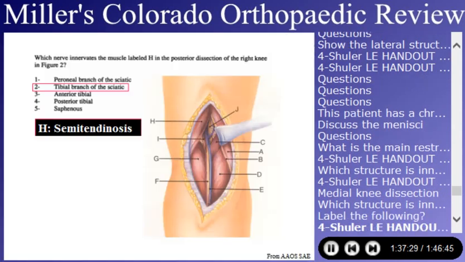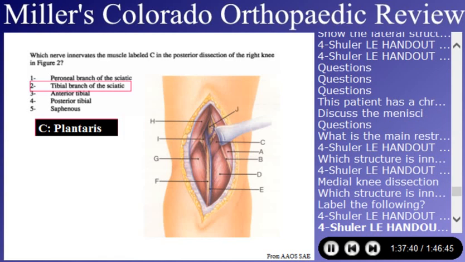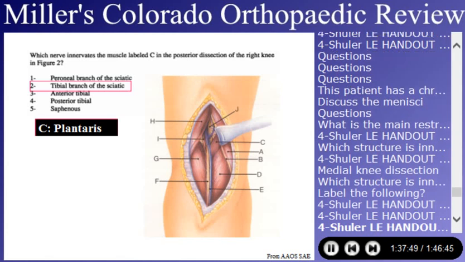Which nerve innervates the muscle labeled H? So get your orientation right. Semi-T is the tibial branch, sciatic nerve. Label C now. Plantaris is innervated by the tibial branch. This is one of our Pittsburgh Steelers.